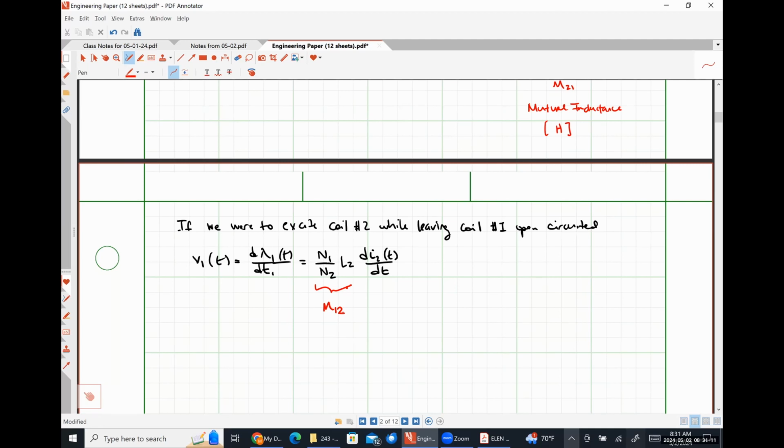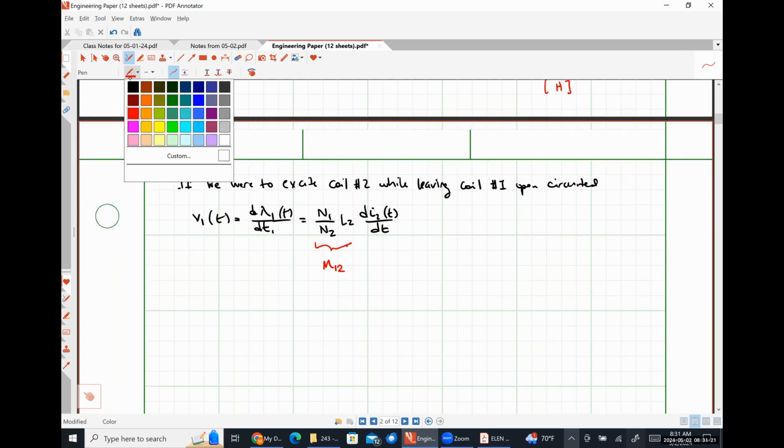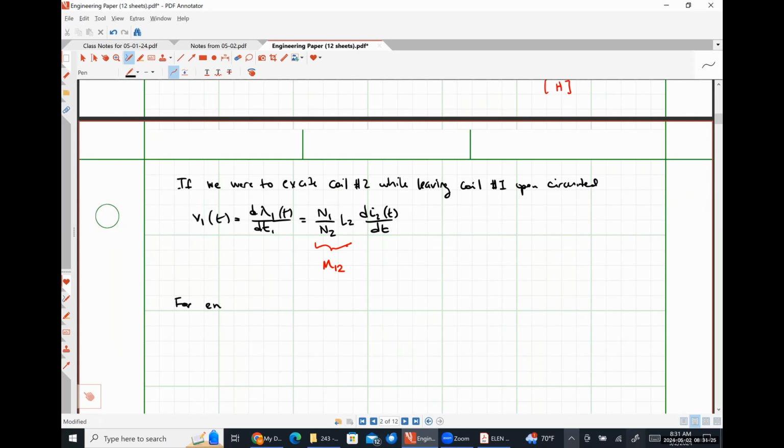Now, for energy to be conserved in this system, the mutual inductance M12 must be equal to M21. And so now we're just going to call our mutual inductance M. So it really doesn't matter which coil we energize and which one we leave open circuited. The mutual inductance seen between the two coils is going to be constant.